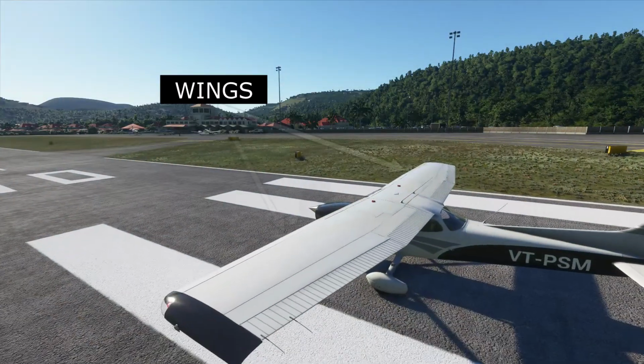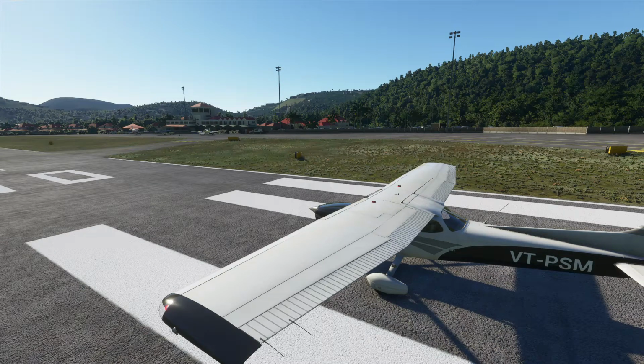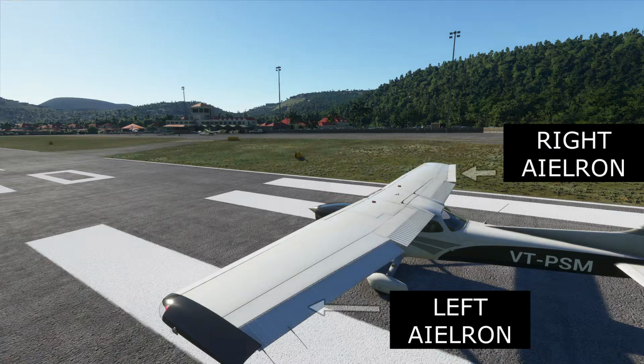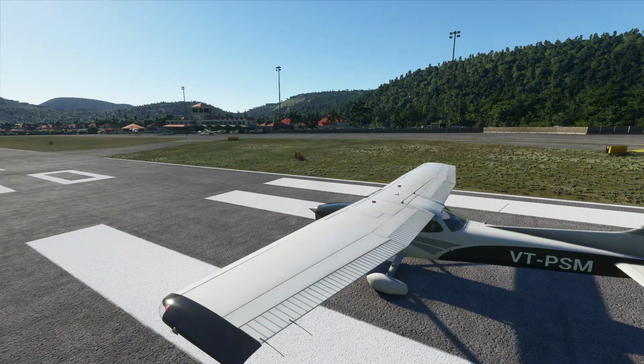The wings are aerofoils attached to each side of the fuselage and are the main lifting surfaces that support the airplane in flight. How the wing produces lift is explained in another video. Attached to the rear or trailing edge of the wings are two types of control surfaces referred to as the ailerons and flaps. Ailerons extend from about the midpoint of each wing outward towards the tip and move in opposite directions to create aerodynamic forces that cause the airplane to roll.